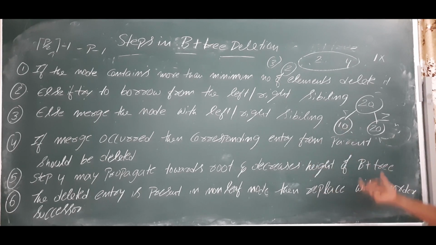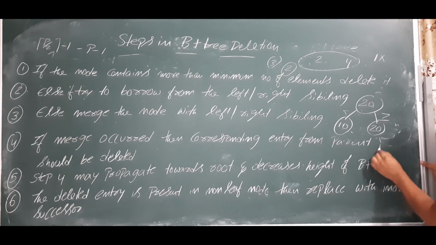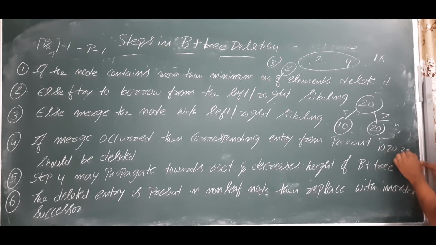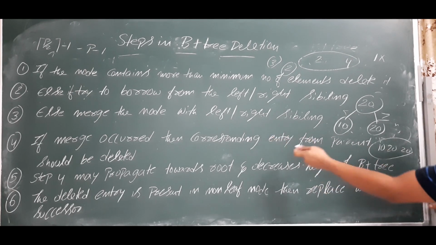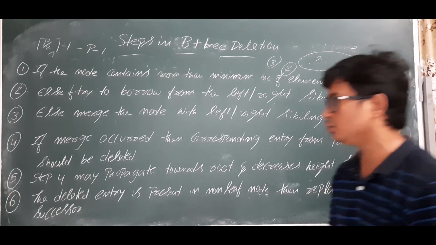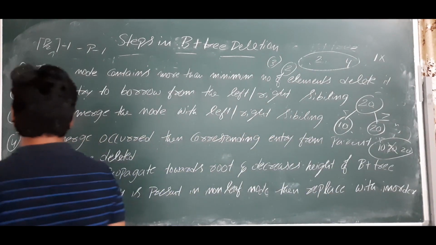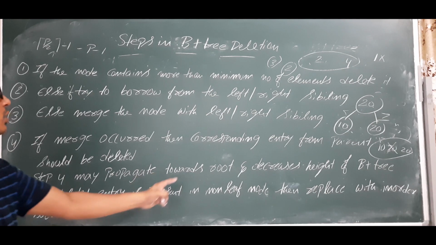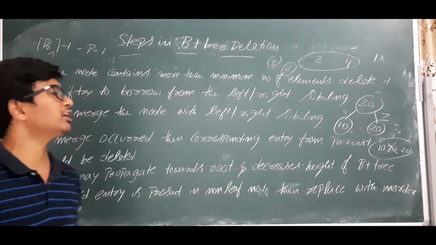The elements which are greater than or equal to 20 should be in the right subtree. So when we are merging 10 and 20, if we consider this one also, it will be 10, 20, 20. This is a duplication. So whenever we are merging, the corresponding entry from the parent should be deleted. So we should delete this 20, otherwise it will be a duplicate entry. Step 4 may propagate towards the root and decrease the height of the B+tree.